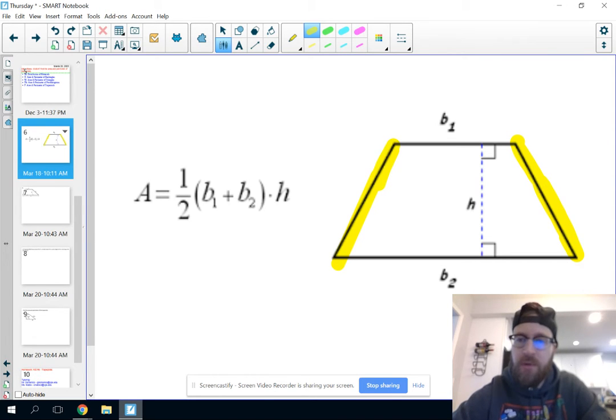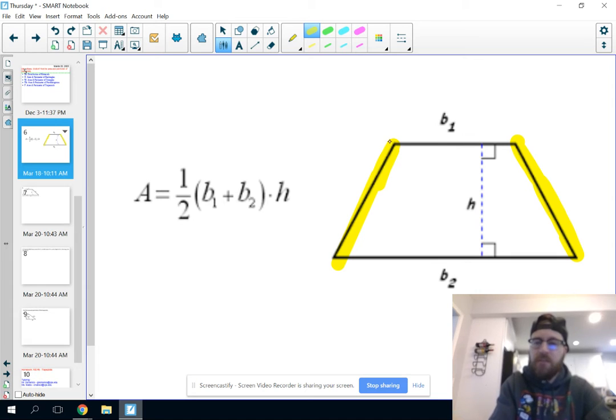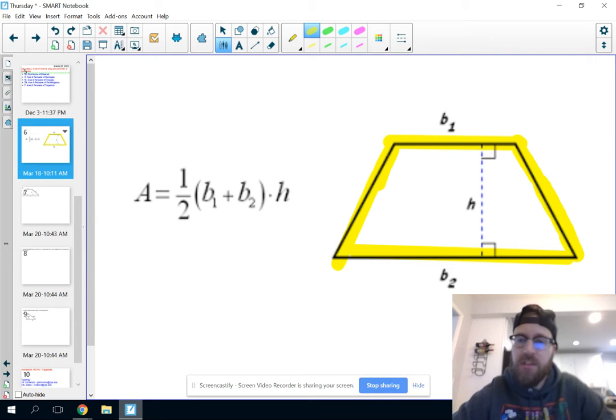If you're asked to find perimeter, add up the sides. You would add those two sides, the two bases. For perimeter, in this diagram at least, you would ignore the height because perimeter is the distance around the figure on the outside. The height is not on the outside. So let's look at a couple examples.